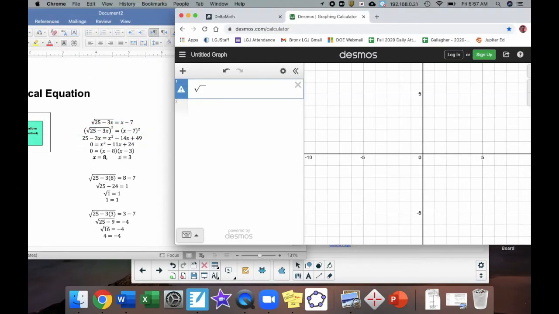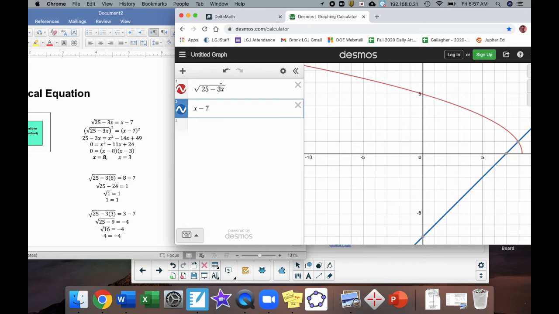Same thing as we did before, 25 minus 3x, x minus 7. These lines are only intersecting once, where x is 8. If we go over to where x is equal to 3, that's right here, the blue line and the red line are not intersecting in the same place. That's because when we're talking about this equation, we're just talking about the principal square root. That's why all of this is positive instead of negative.